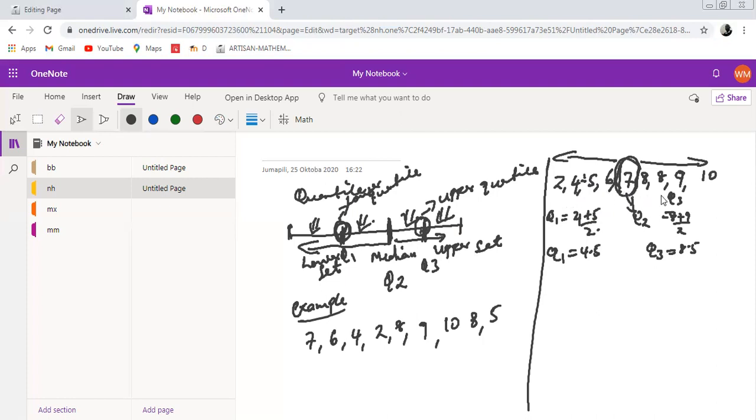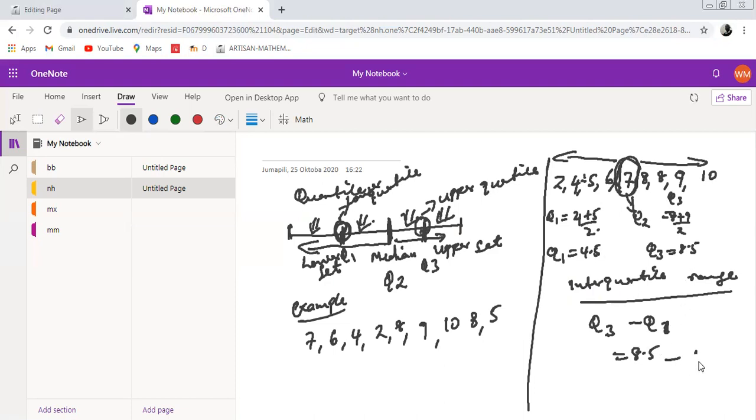The median of the upper set is actually the upper quartile. The median of the lower set is the lower quartile. And sometimes you can be told to compute the interquartile range, which is normally given by the upper quartile minus the lower quartile, Q1. So it's going to be 8.5, which is the upper quartile, minus the lower quartile, which is 4.5. You find that the interquartile range is 4.